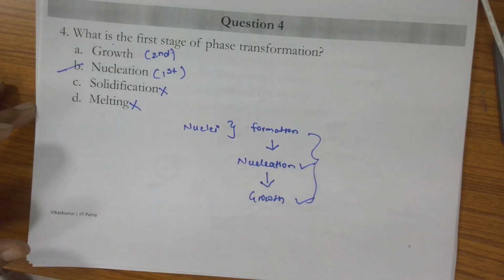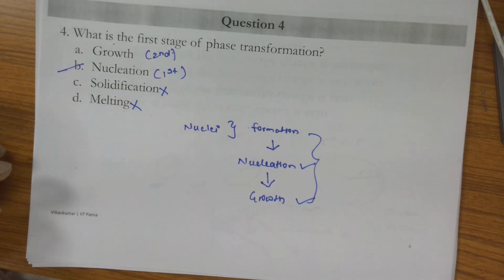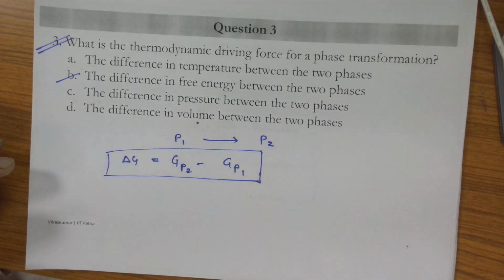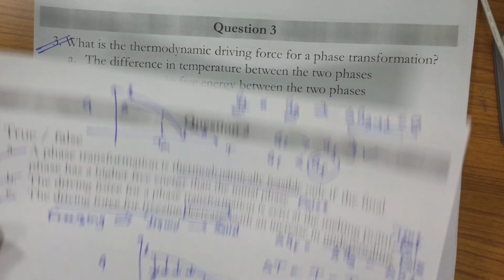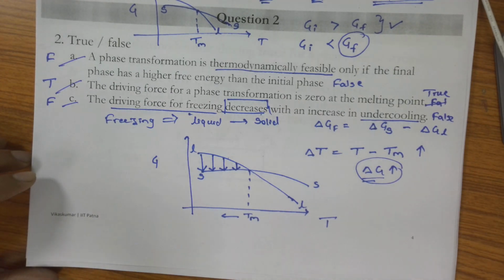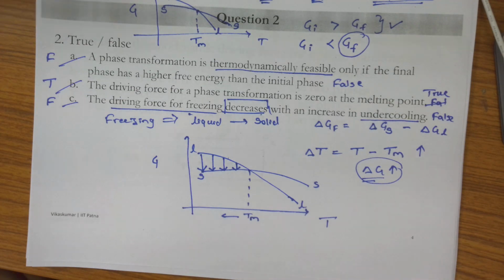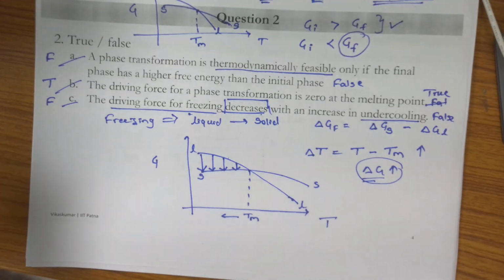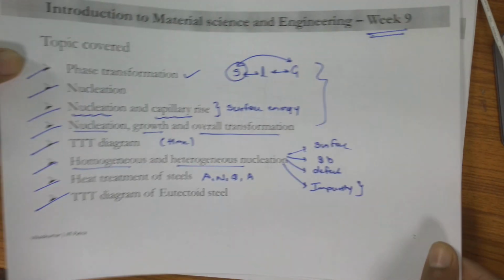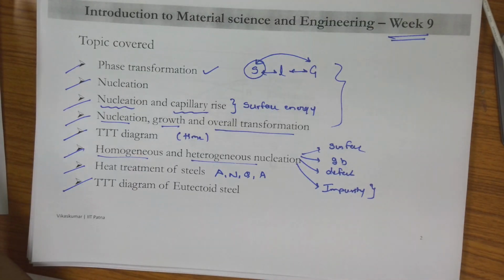And in the phase transformation, which one is first, whether the nucleation is first or the growth is first. And then we talk about the general transformations, like what is the driving force for any transformation to occur. And then we talk about the thermodynamic feasibility and how the undercooling will affect the transformations. And then we did this particular transformations matching, and these are the list of the content that has been covered in this particular week. So with that, our week 9 content has been over.